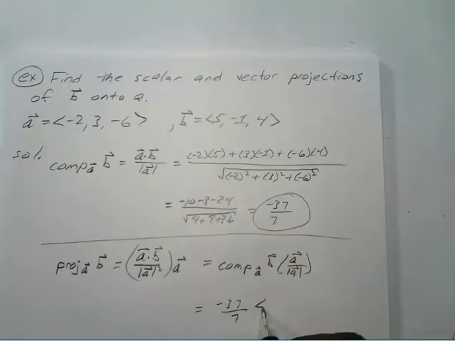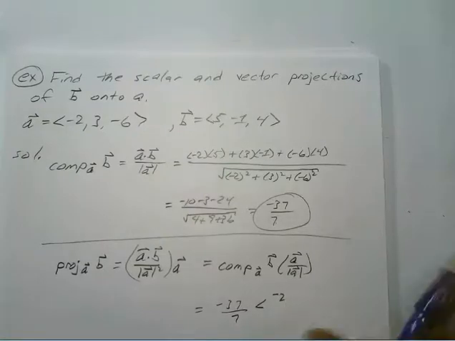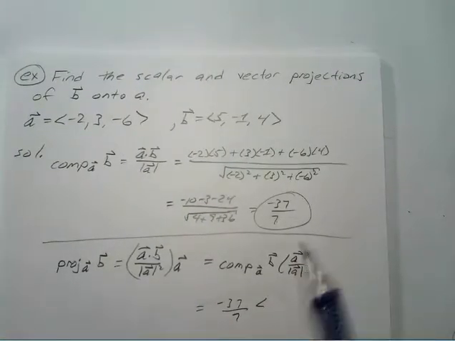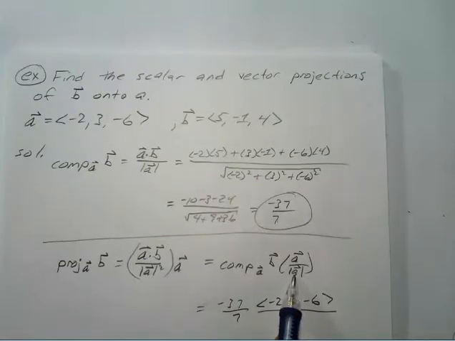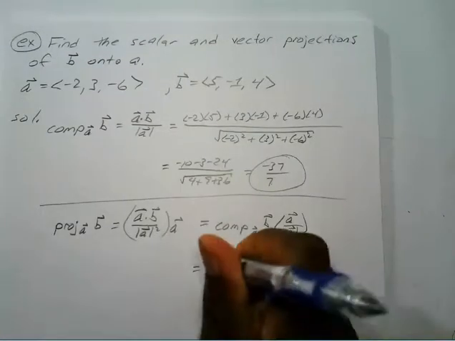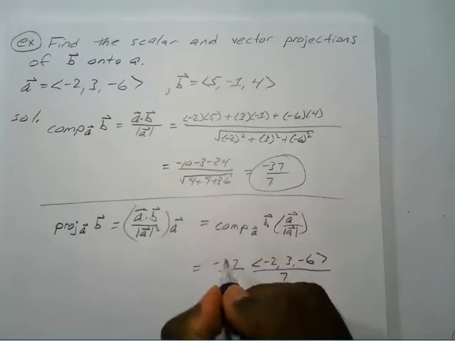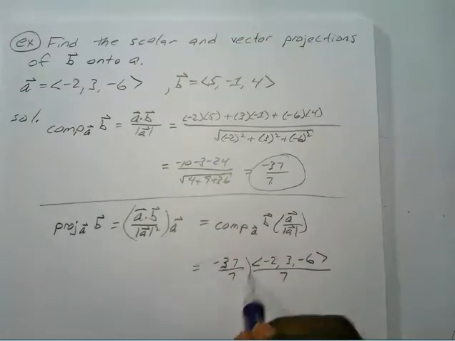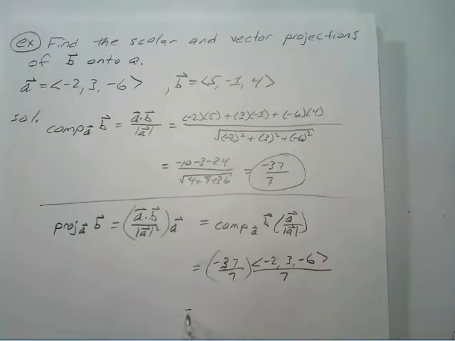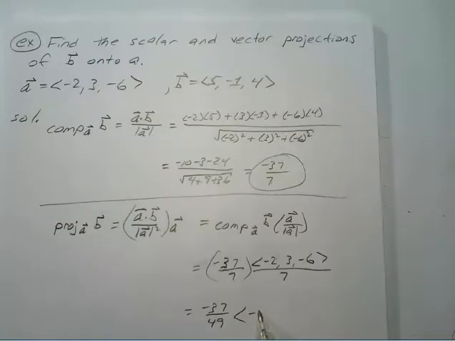So that's our vector A, -2, 3, -6, all over our magnitude of A, which we've already figured out is equal to 7. If you multiply the 2 7s, that's going to equal -37 over 49 times your A vector, -2, 3, -6.